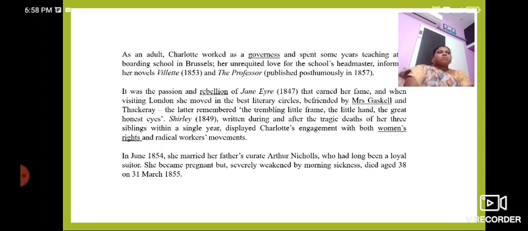and radical workers' movements. In June 1854, she married her father's curate Arthur Nicholls, who had long been a loyal suitor. She became pregnant but, severely weakened by morning sickness, died at the age of 38 on 31 March 1855.